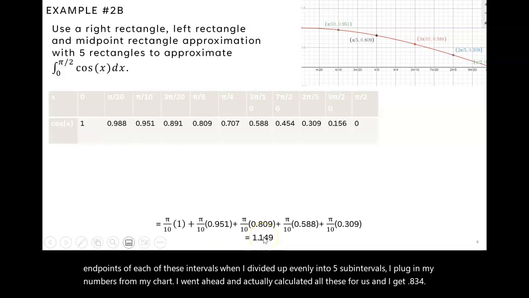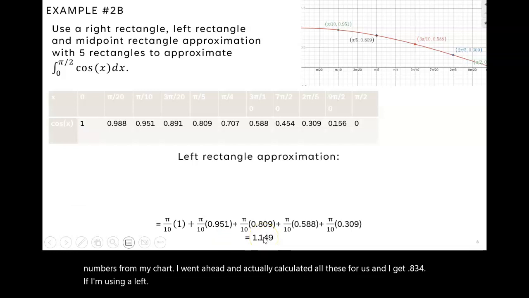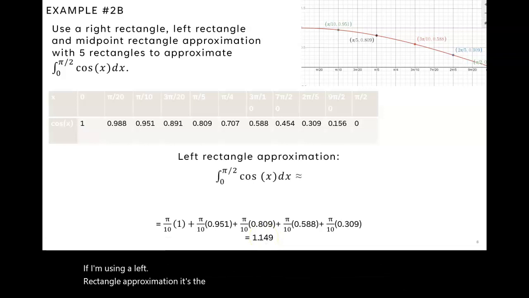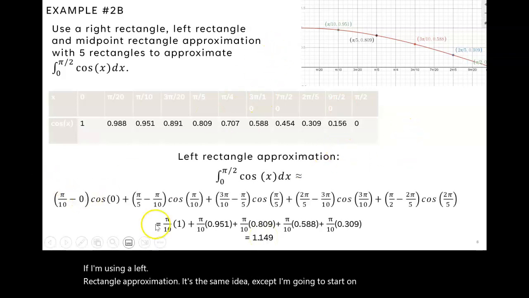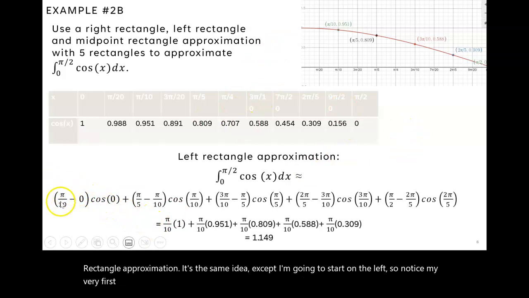If I'm using a left rectangle approximation, it's the same idea, except I'm going to start on the left. So notice my very first rectangle still has a width of pi over 10. That's a fifth of pi over 2.